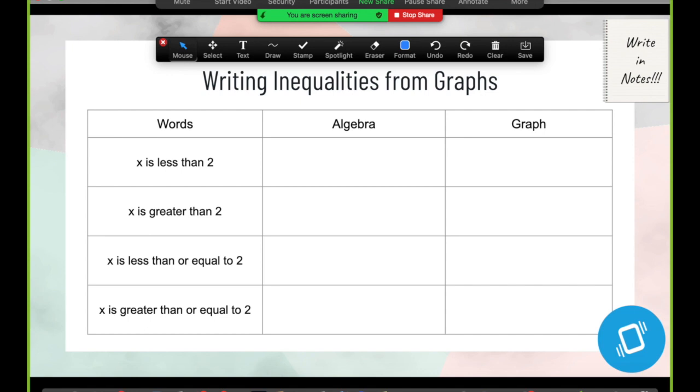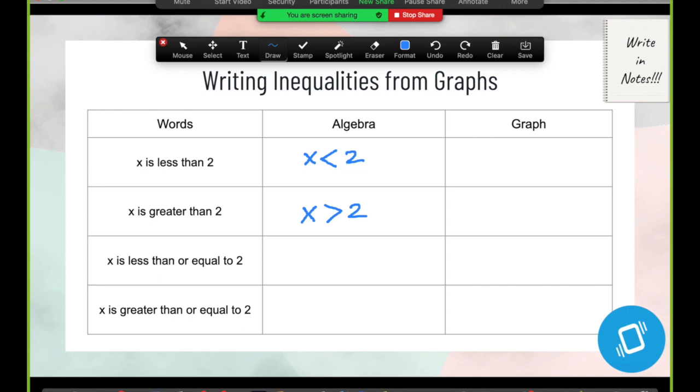Alright, so this is the next slide, which is writing inequalities from graphs. So now that we know how to write the expression, we can do that first. So x is less than 2. We know that less than gives us this symbol, and it's less than 2. X is greater than 2 in our table. Greater than gives us that symbol, and it's greater than 2.